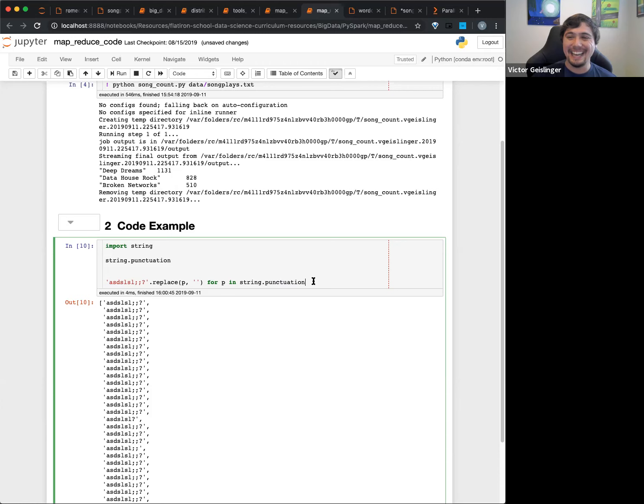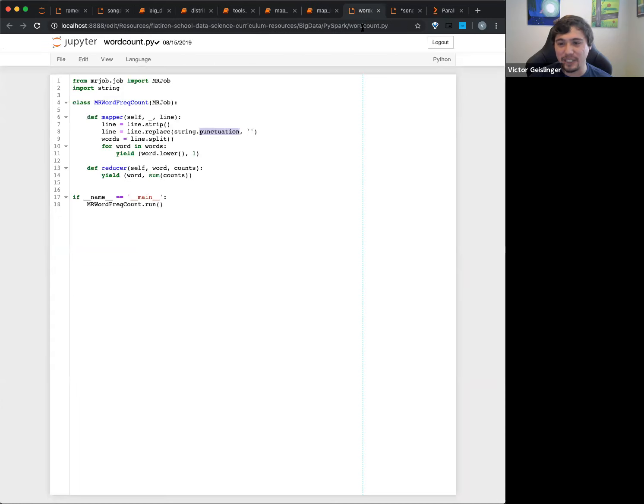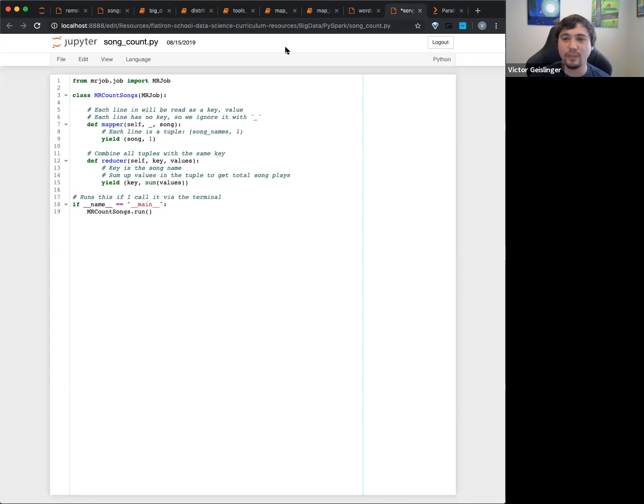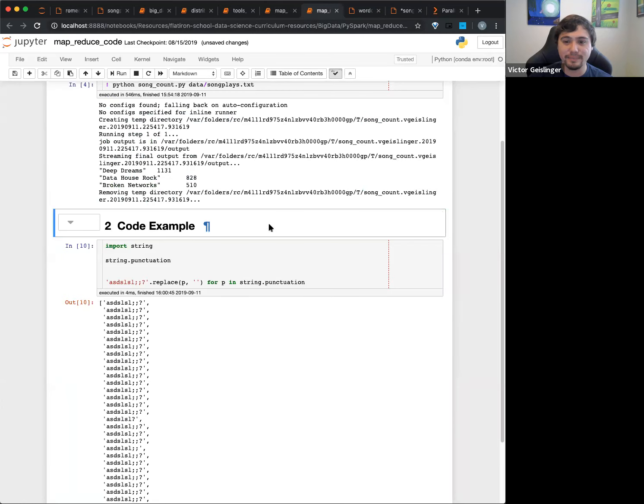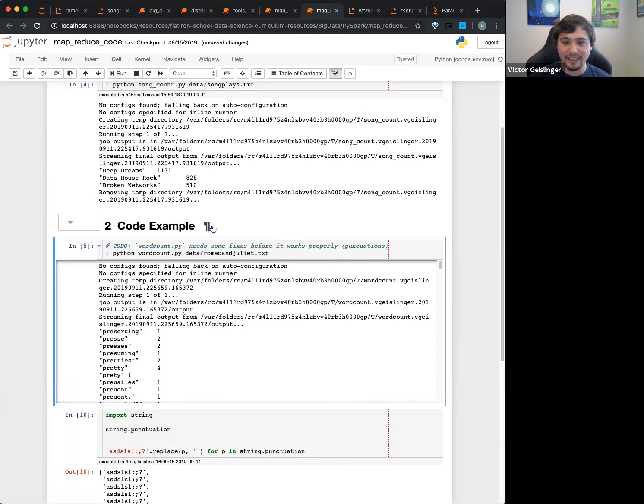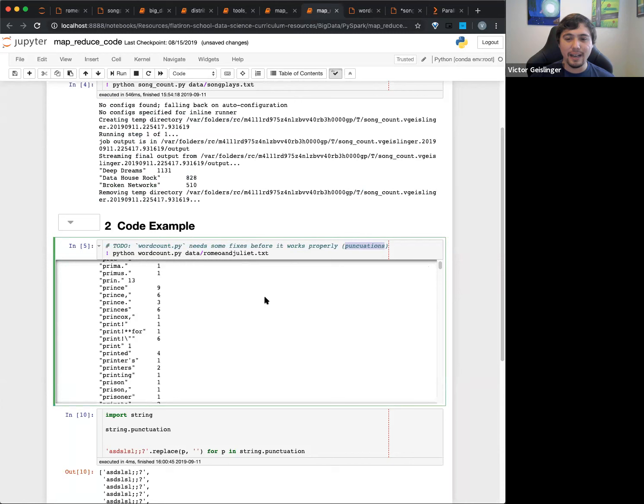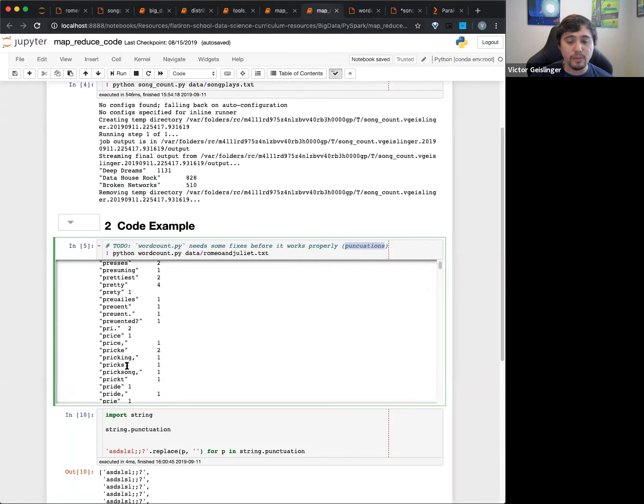And if you look, I put a note. Where did I put it? Oh, I deleted it by accident. But you can see here, to do: word count needs some fixes before it works properly, punctuations. Because I tried this and realized, oh, wait. So if you took more time, you would be able to get rid of these punctuations. That way, price and price, with punctuation, don't count twice.